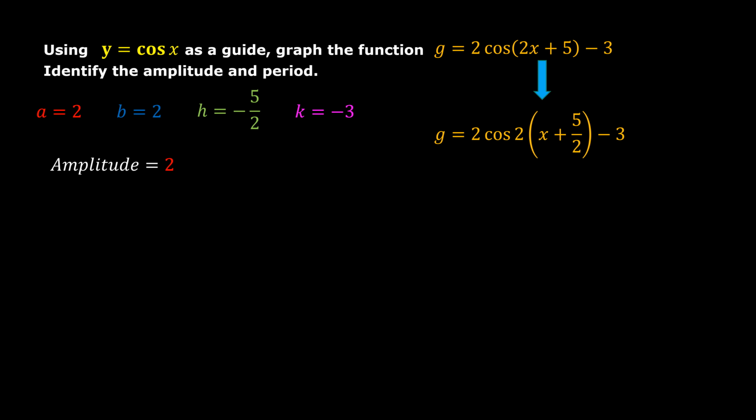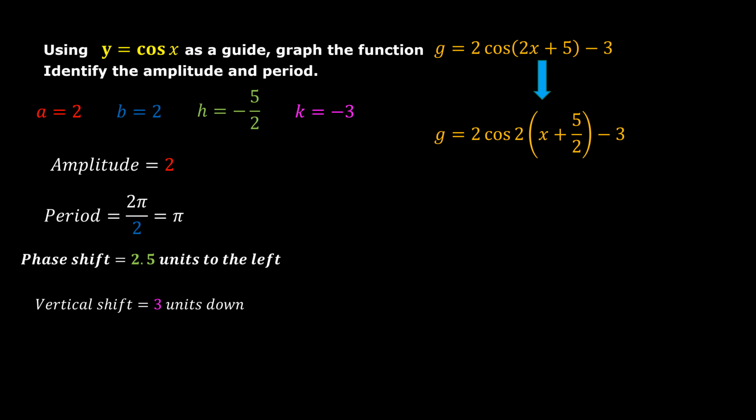So let's start with the amplitude. Here the amplitude is directly 2, since 2 is a positive number. And for the period, you have to divide 2 pi by b. b here is 2, so 2 pi divided by 2 is equal to pi, so the period equals pi. Now, the phase shift here is 5 over 2, which is 2.5, so that means 2.5 units to the left. And the vertical shift here is 3 units down, since it's negative 3, you have to shift down 3.